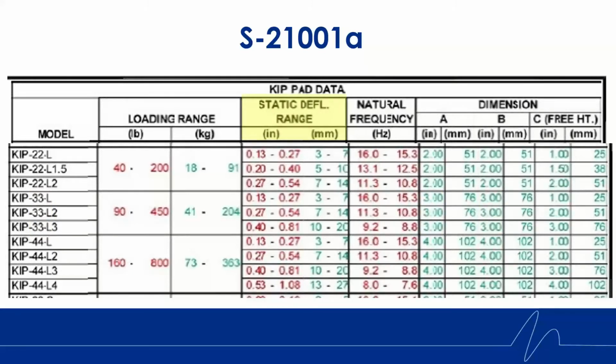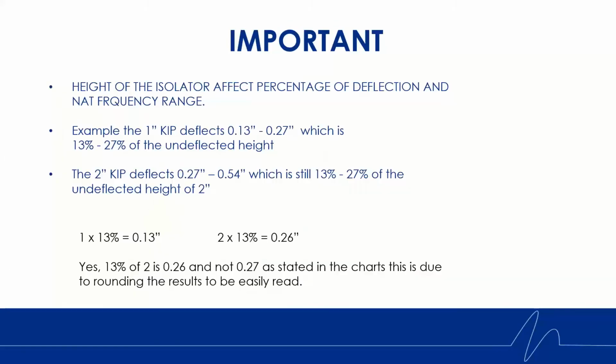Now let's check out the static deflection range of a 1 inch KIP isolator for the 22L. It's 0.13 to 0.27. And now the deflection range for a 2 inch is 0.27 and 0.54. This is because the height of the isolator affects the percentage of the deflection and natural frequency range.